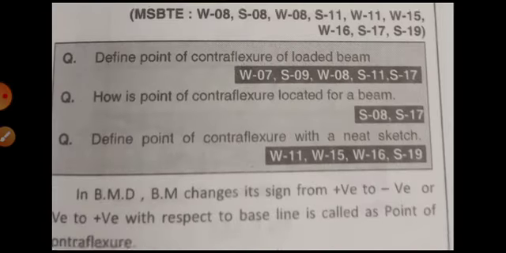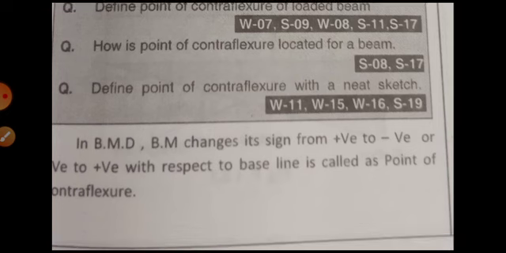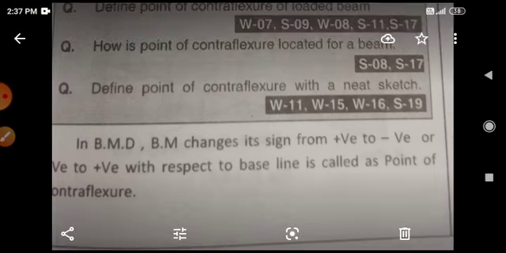Next one is point of contraflexion. It is in case of bending moment. In the bending moment diagram, when the BM changes its sign from positive to negative or negative to positive with respect to the baseline, then it is called a point of contraflexion. Okay.